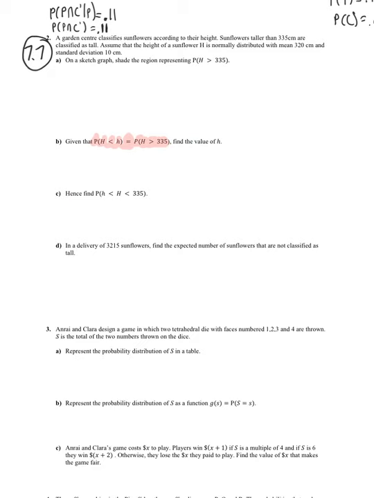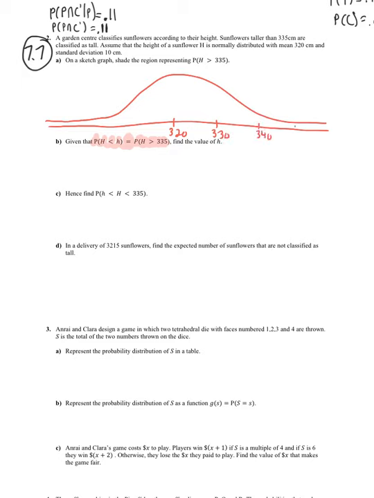Let's take a look at this problem here. So for starters, part A just says sketch a graph and shade the region. So normal distribution. It's going to be that bell-shaped thing. And we'll say it has a mean of 320, standard deviation of 10. So we'll go 330, 340, 350. We always like to go 3 standard deviations above and 3 standard deviations below the mean.